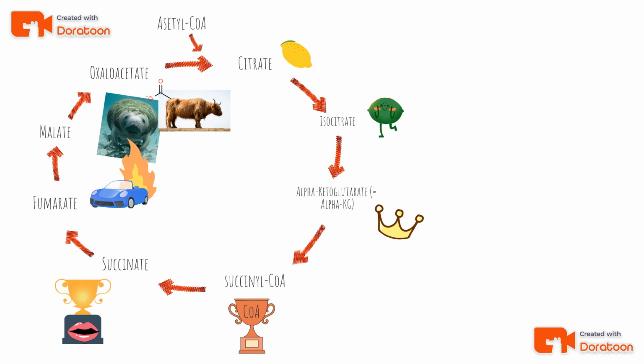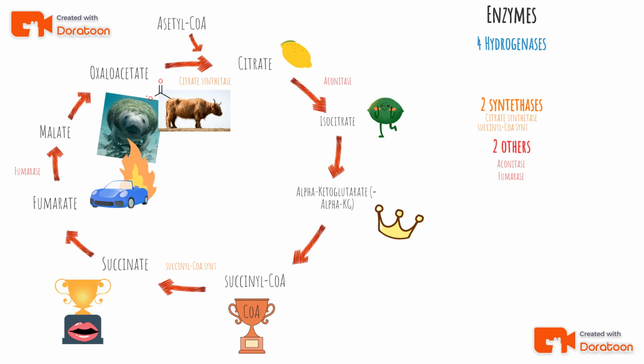The next step will be the enzymes. I will choose a color for each of them, so it will be easier to figure them out. There will be 4 dehydrogenases, 2 synthetases, and 2 others. Let's place the others first. They are aconitase and fumarase. Aconitase you can remember from the artist Akon. Fumarase converts fumarate into malate. Then we will add synthetases, which are citrate synthetase and succinyl-CoA synthetase.